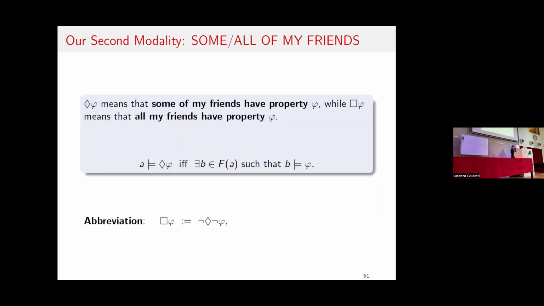In my language, I have a diamond modality, and the diamond also has a dual, which would be the box modality. And what does it mean? The semantics I have for the diamond modality means that at least one friend has property phi. So there exists an agent B who is a friend of agent A, and agent B has property phi. So it's just saying that agent A has a friend who has property phi. And the dual of the diamond, so not diamond, not phi, would be the way that I define box phi. And box phi just means all of my friends have property phi. So you see, I have a language where I can express some of my neighbors have phi, all of my neighbors have phi, or enough of my neighbors have property phi to influence me to adopt it as well.